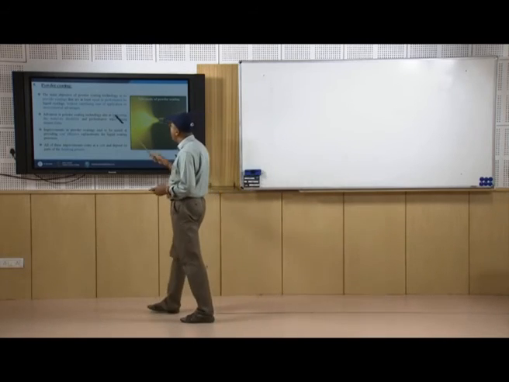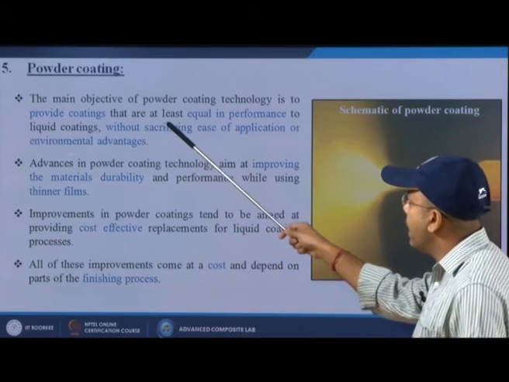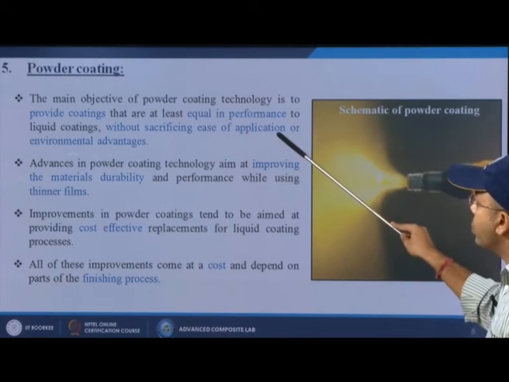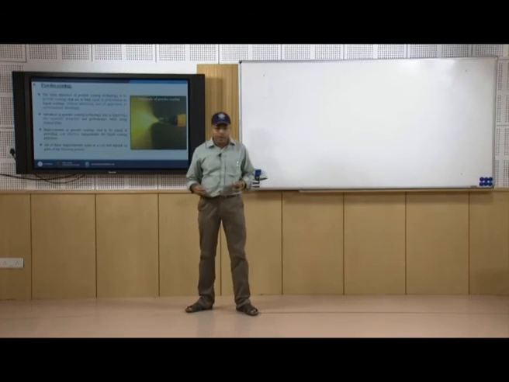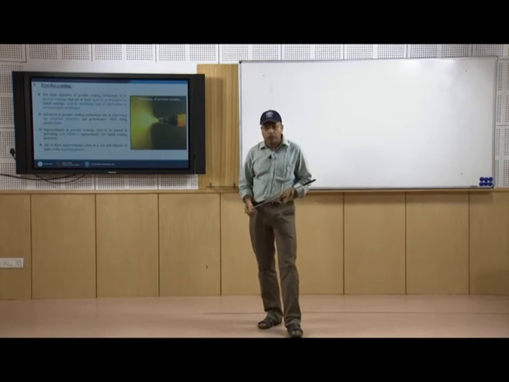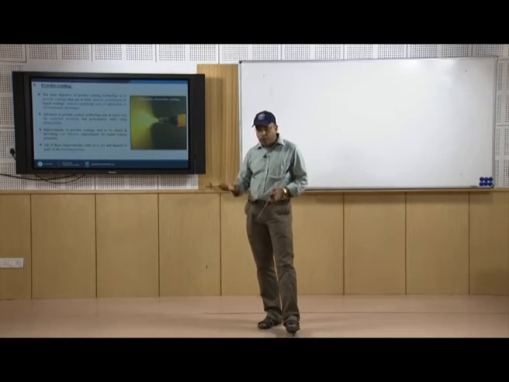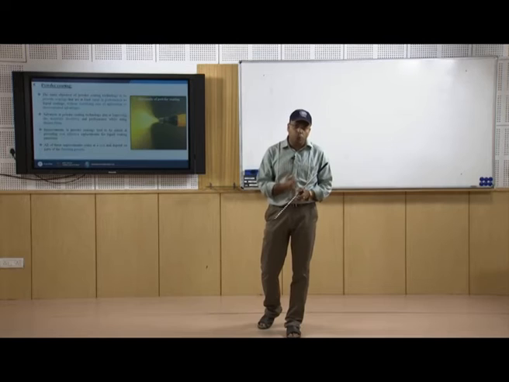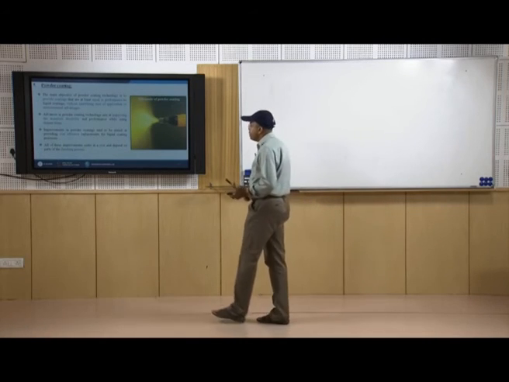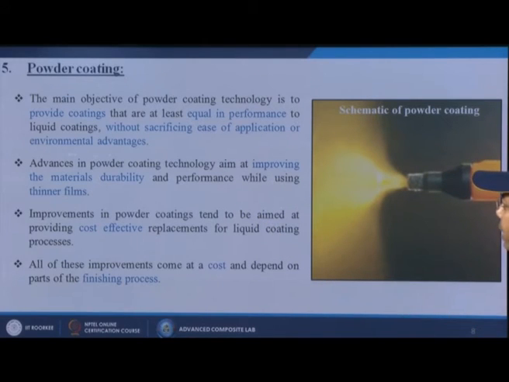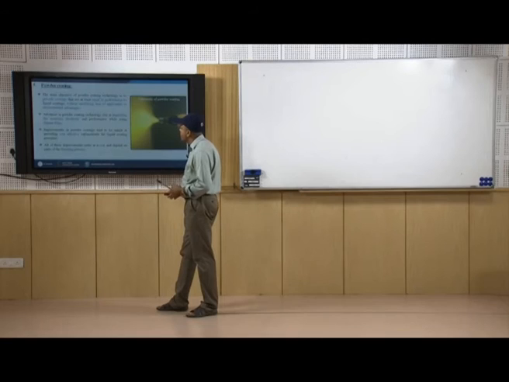The main objective of powder coating technology is to provide coatings that are at least equal in performance to liquid coatings without sacrificing ease of application or environmental advantage. If we make certain kinds of paints, we have to add certain acids or some kind of toxic materials, but if we directly use this powder and put it onto the substrate, it is safer and cleaner from the environmental point of view. Next, advances in powder coating technology aim at improving material durability and performance while using thinner films. So powder coating also increases the life.